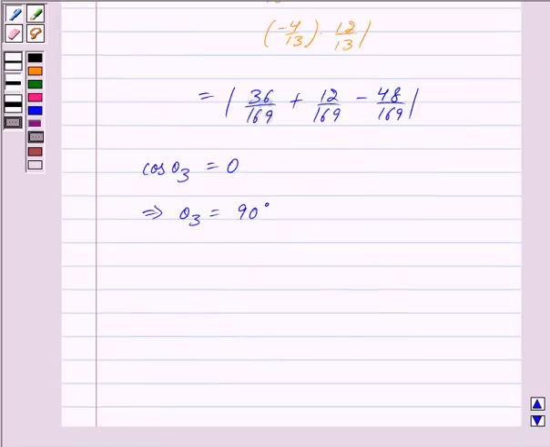Now by the key idea we know that two lines are perpendicular if theta is equal to 90 degrees. So since theta 1 is equal to theta 2 is equal to theta 3 is equal to 90 degrees, therefore the three lines are perpendicular to each other.